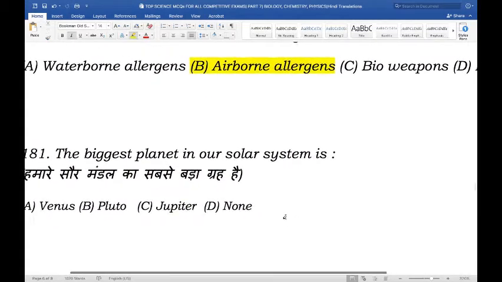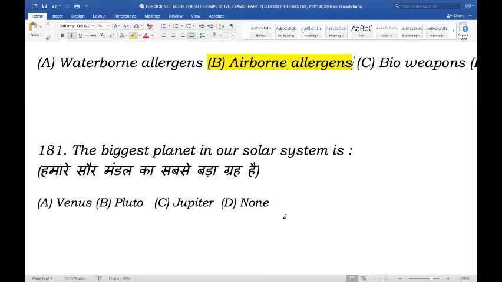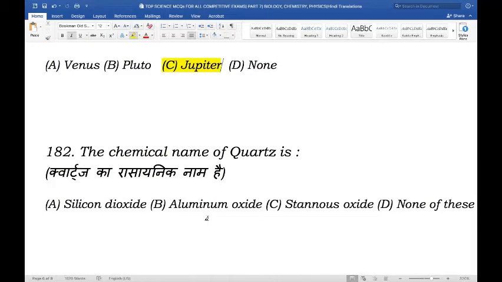The biggest planet in our solar system, is it A, Venus, B, Pluto, C, Jupiter, or D, none? So the biggest planet in our solar system is C, Jupiter. Jupiter, being the biggest planet, gets its name from the king of the ancient Roman gods. So just to put it in perspective, Jupiter is more than twice as massive as all of the other planets combined. Moving on to the next question.